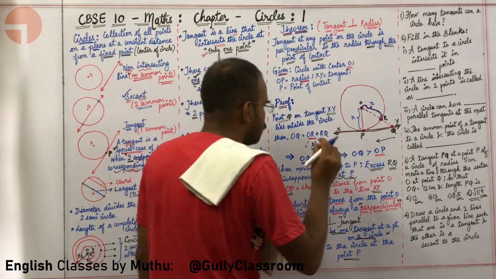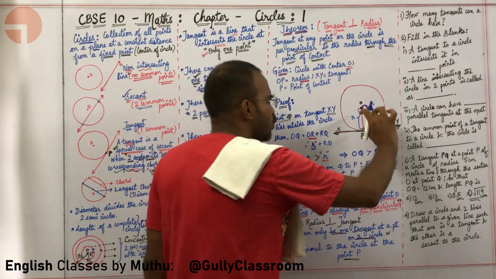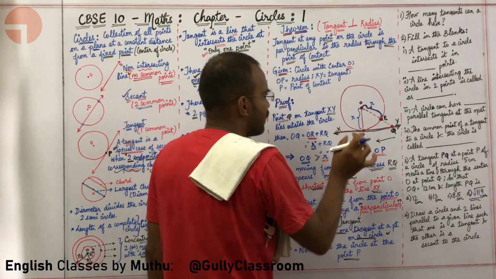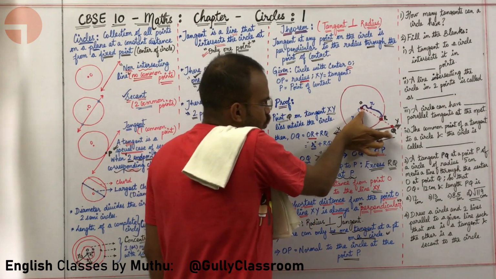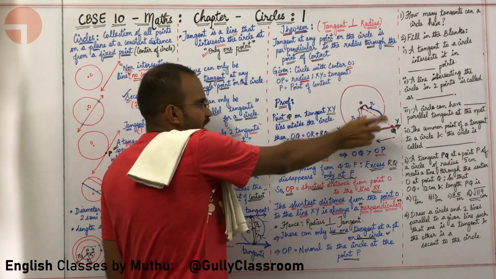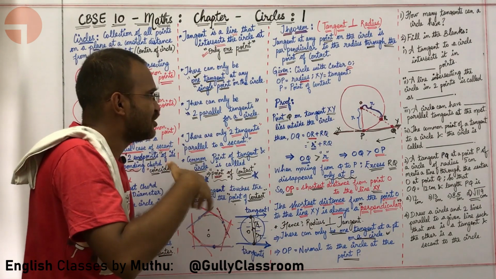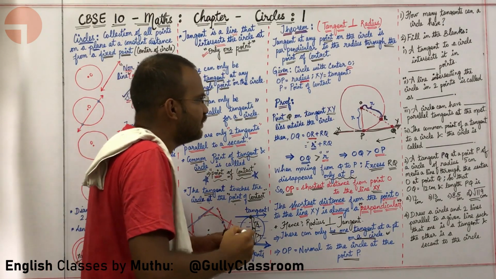I am going to replace small r with OP. Why sir? Because OP is also the radius of the circle. Because of this, from the diagram itself, I can understand that the length OQ is greater than the length OP. Okay sir. Now, how am I supposed to progress this idea even further?